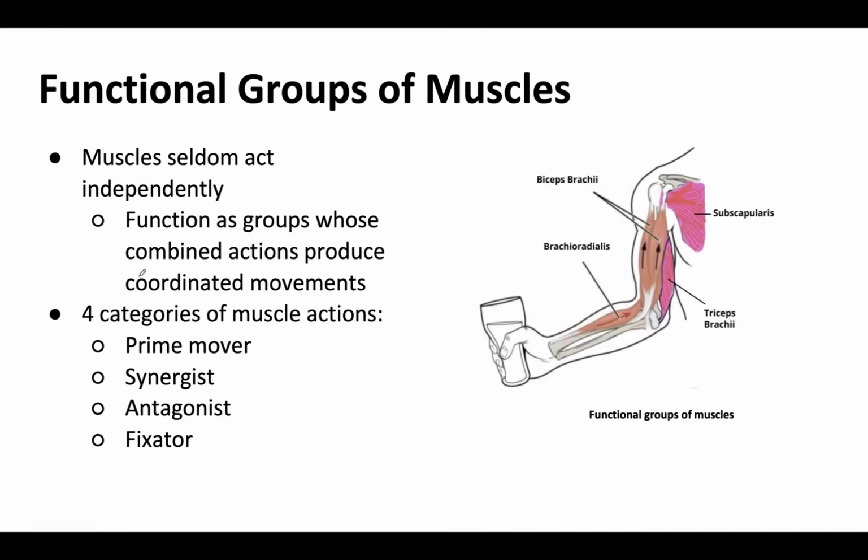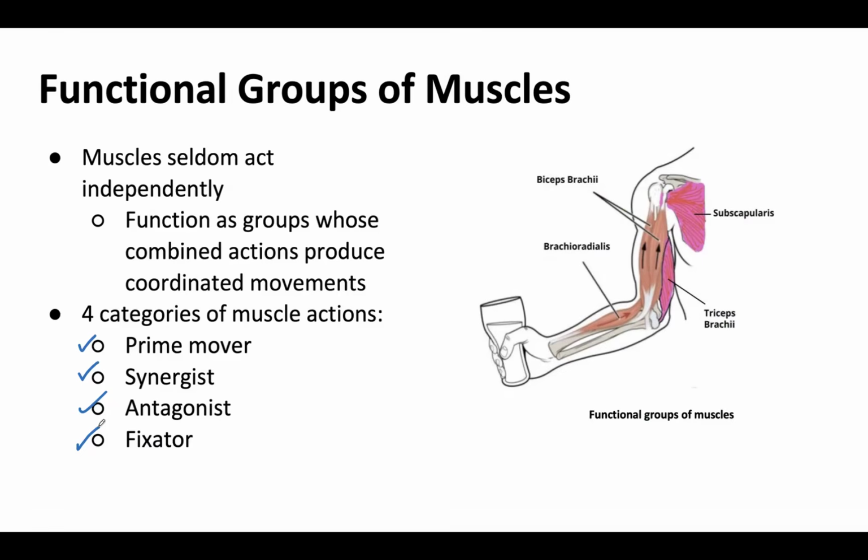It is extremely rare for a muscle to work in a vacuum. So they do not act independently. They will function generally as a group whose combined actions produce a more coordinated movement. And there are 4 categories of muscle actions. There's the prime mover, synergists, antagonists, and last but not least, we have the fixators.